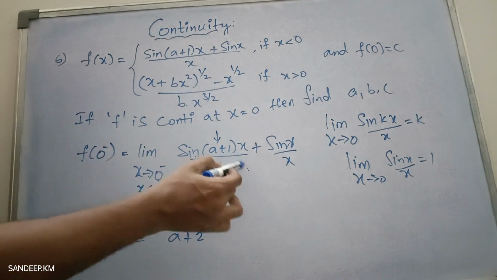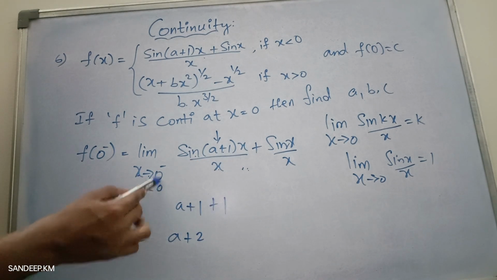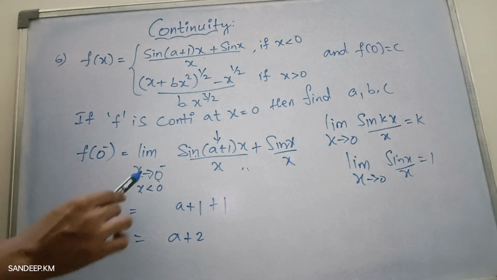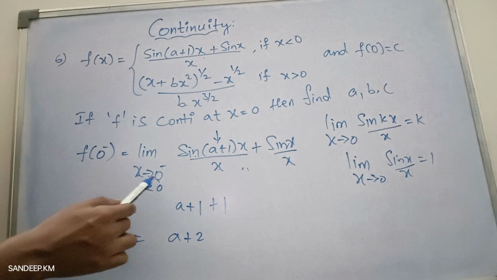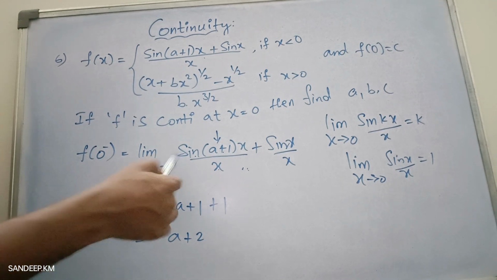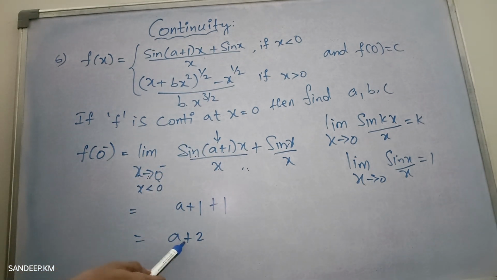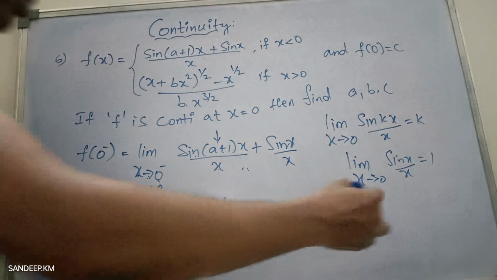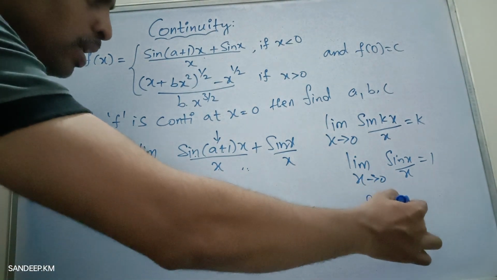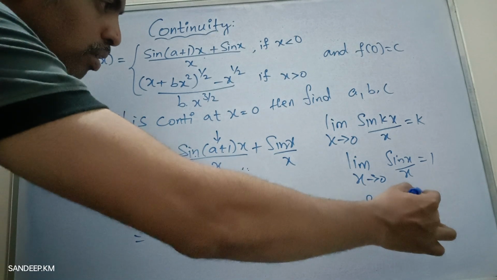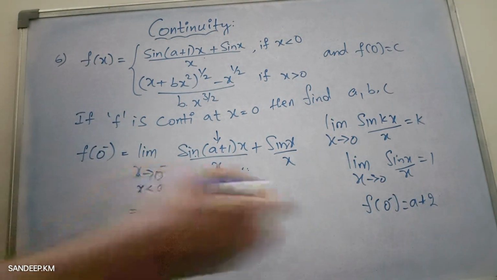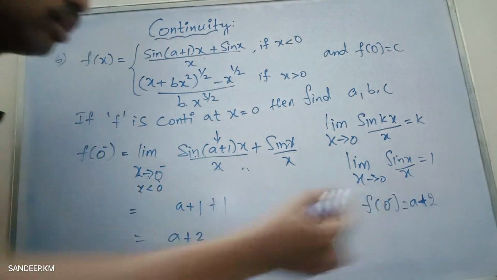Just to decide what the function is, I need x approaches 0 minus or 0 plus. After this, we can ignore it and assume that x is approaching 0 and solve the problem. So dear students, what is the left hand limit? We have got the left hand limit as a plus 2. So remember this, f of 0 minus is a plus 2. Now let us find the right hand limit.